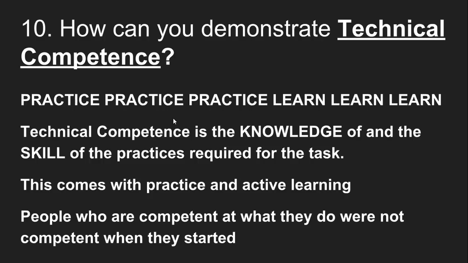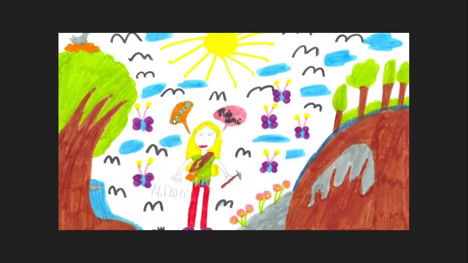What do I mean by active learning? I mean, you don't know how to render form? Learn how to render form. You don't know how to use complementary colors or analogous colors? Learn color theory. Actively look for and watch videos on how to learn, actively learning. People who are competent at what they do were not competent when they started.